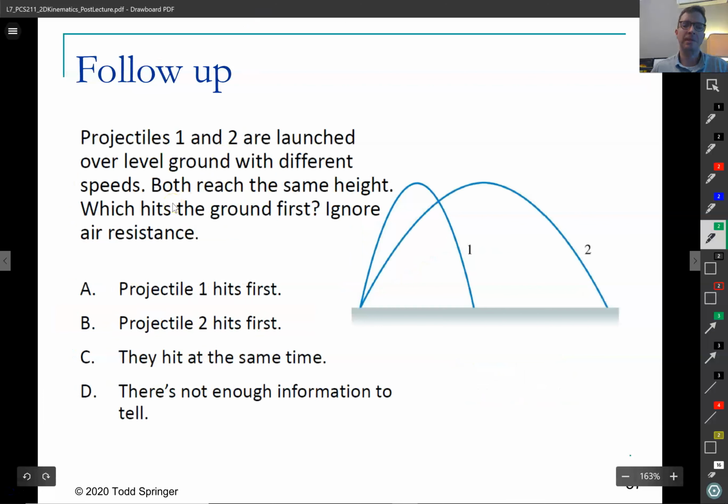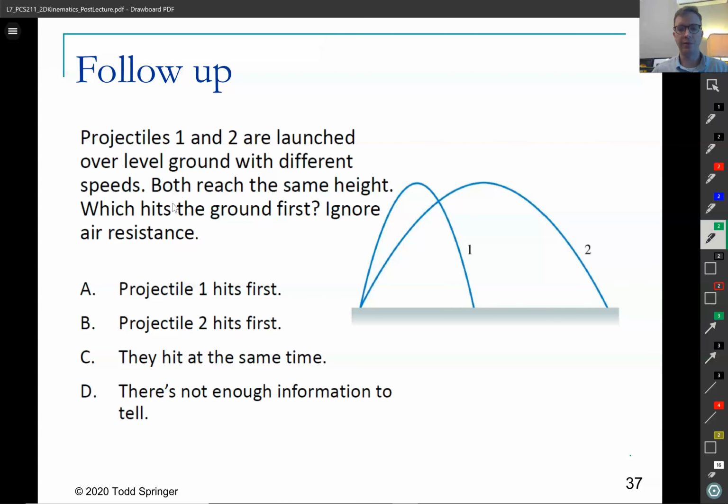Follow-up question. These two reach the same height, projectiles 1 and 2. Which one hits the ground first? Go ahead and pause the video, see if you can commit to one of these answers.